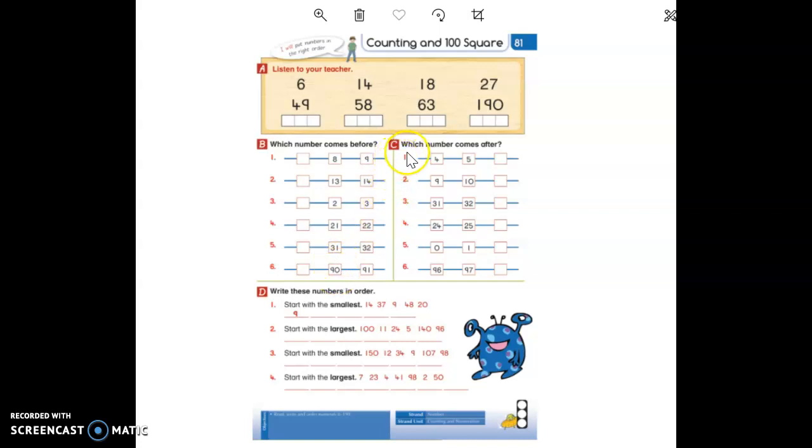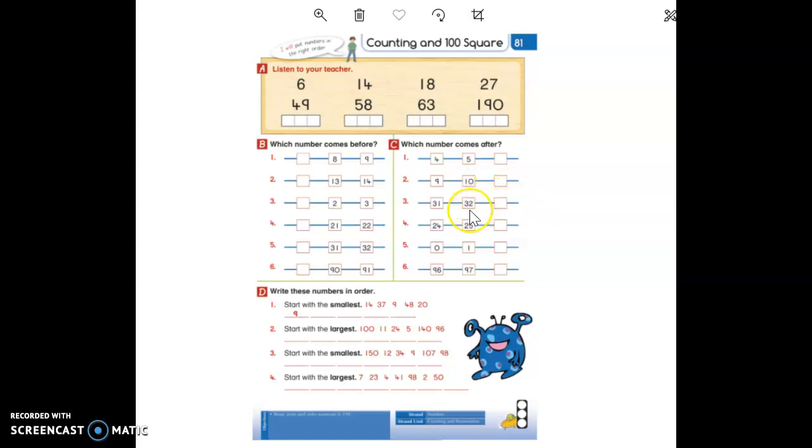Section C then, which number comes after? So we were looking at all these numbers here, and we have to fill in this column the numbers that come after. So our first one is number 5. What number comes after 5? Correct, 6. What number comes after 10? Can you write that in the box?